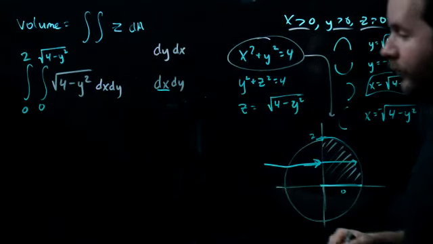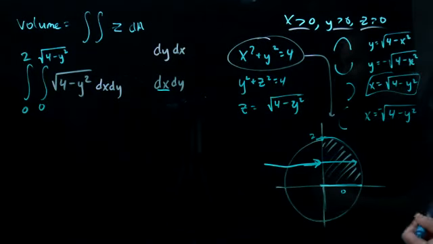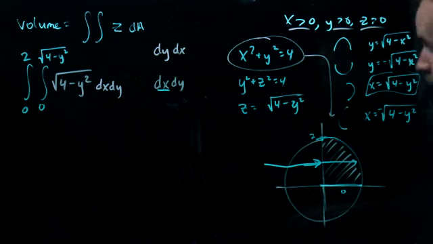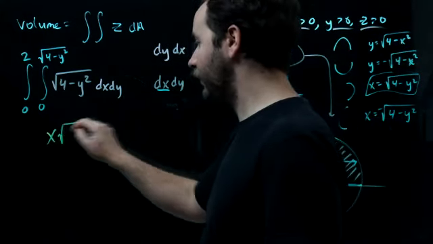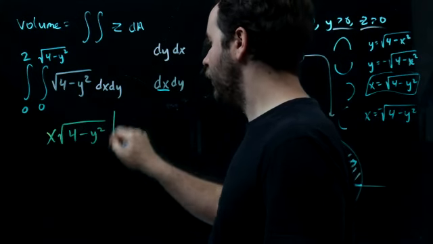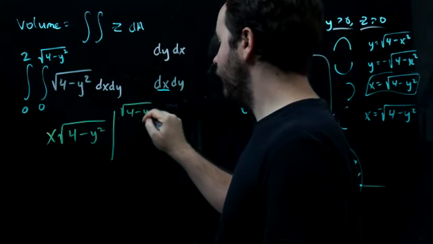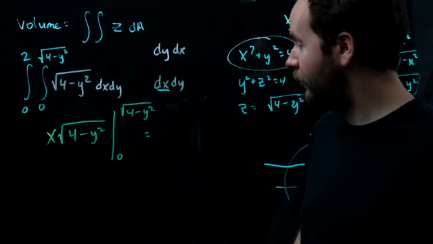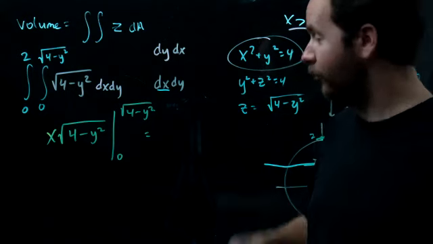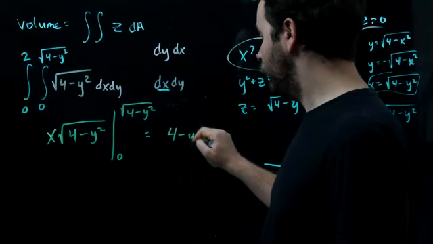So this is the integral set up in its entirety, and now all we have to do is perform it. As you said, the integral of the square root of 4 minus y squared with respect to x is just x times that. We plug in our upper bound and our lower bound and find the difference. The nice thing about plugging in the square root of 4 minus y squared for x is that it gives me square root of 4 minus y squared times square root of 4 minus y squared, which is just 4 minus y squared.